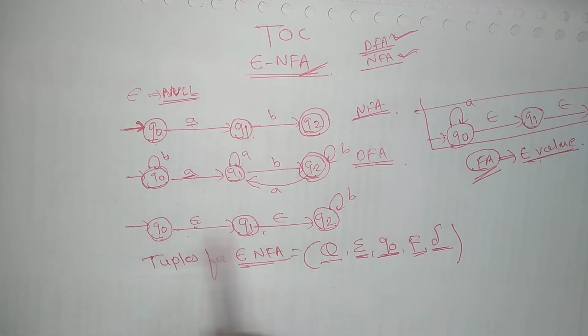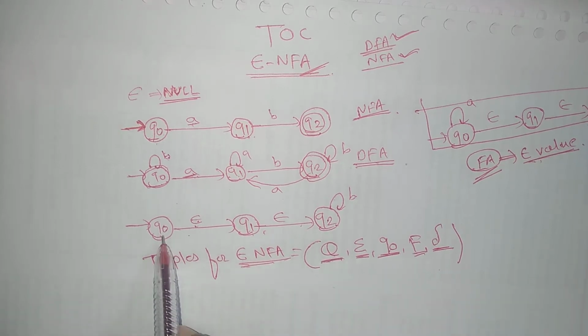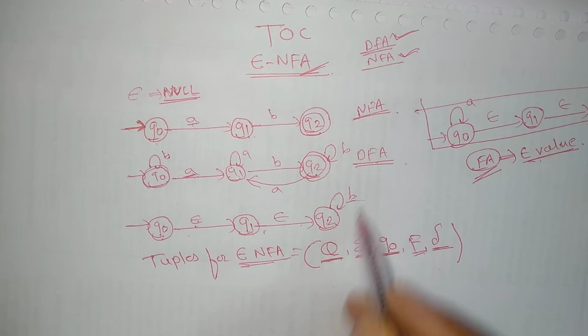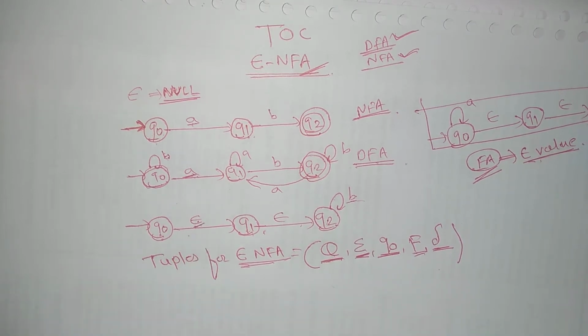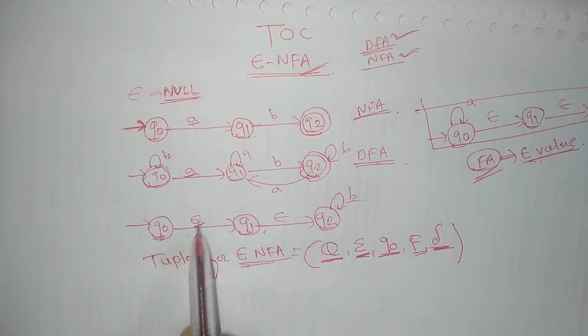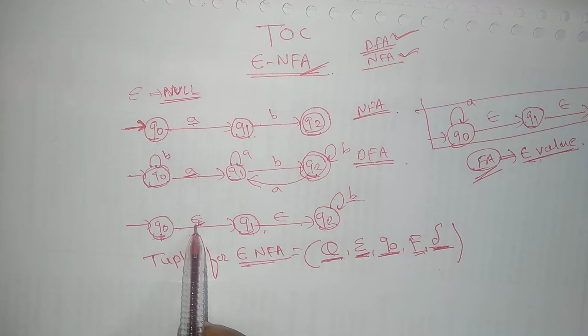So let's take one example of epsilon NFA and we'll try to understand. Q. What are the Q here? Q0, Q1, Q2. These are the states. We'll check input. What is input? Here I have B as the input symbol and epsilon as input symbol. Epsilon is considered as input symbol. Q0 is the starting state, F for the final state and delta for transition. That means Q0, after taking epsilon as an input, will go to state Q1. That will be the transition.